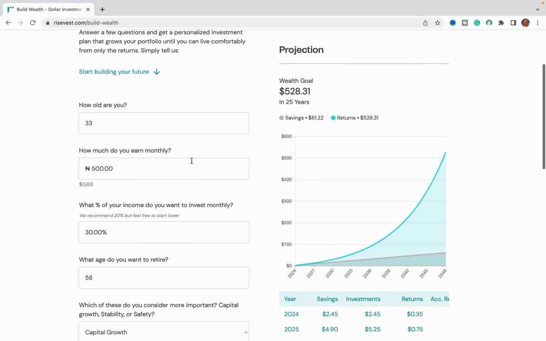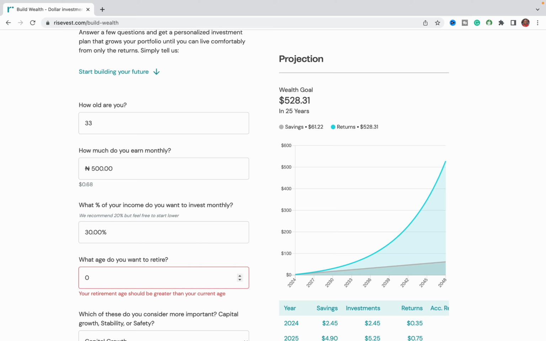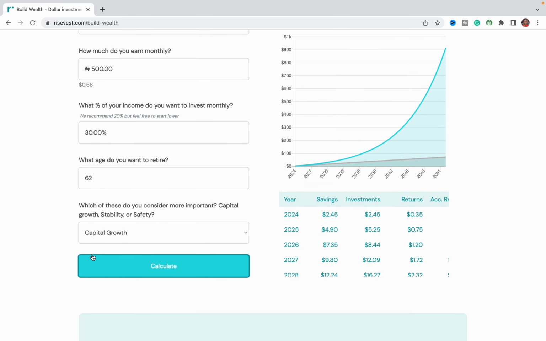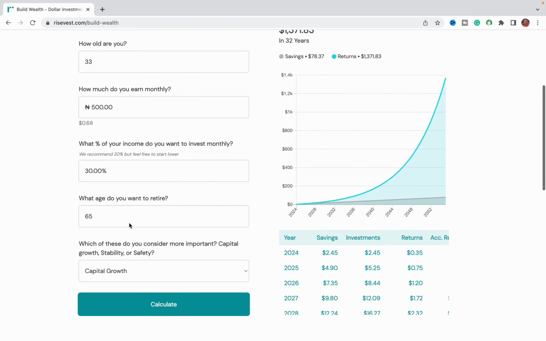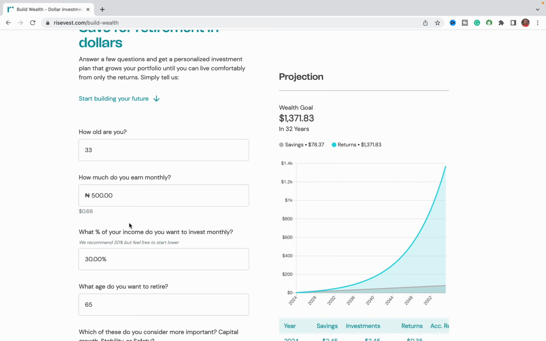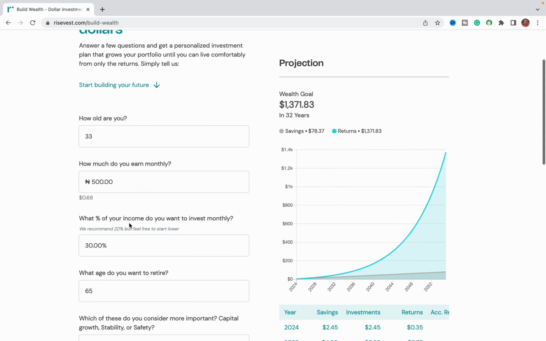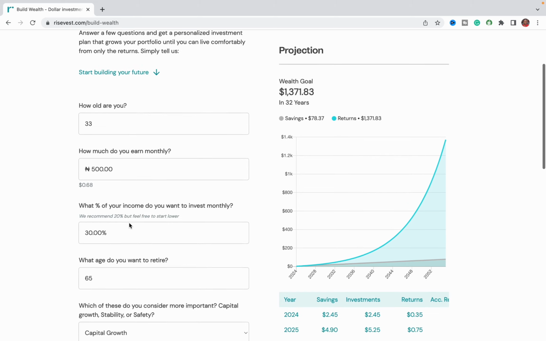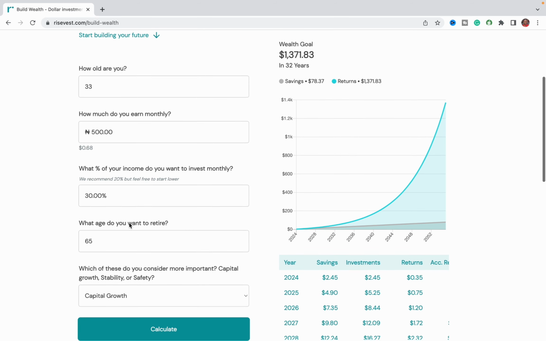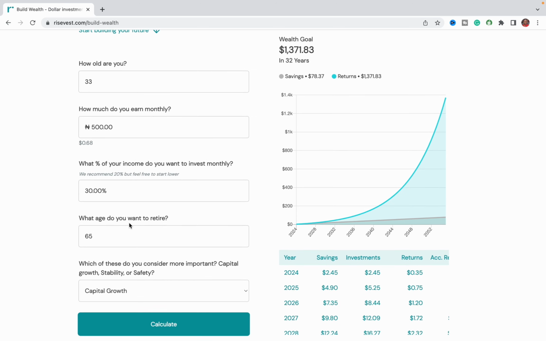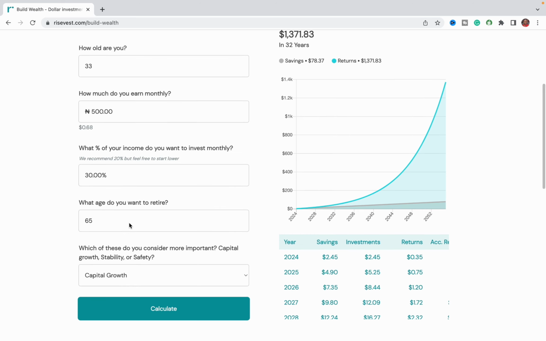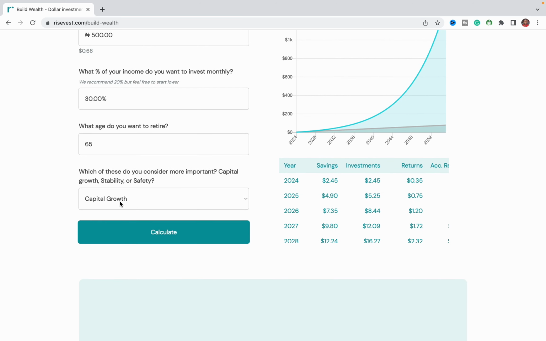This is showing that I would end up saving, okay, so there's an error here. 65, right? Okay, so this is the same. That means in 32 years I'd have $1,371.83, meaning that I would have saved $78.37 and I would have everything in return to $1,371.83.